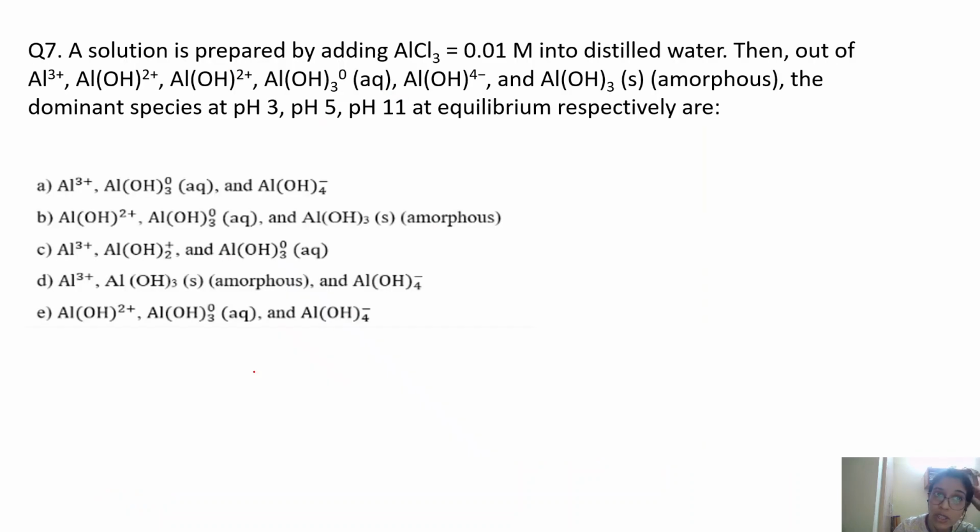The next question is, a solution is prepared by adding AlCl3 at 0.1 molar into distilled water. Then out of all these things, the dominant species at pH 3, 5 and 11 at equilibrium are. Similar question. Please try to solve this by yourself. Then we'll see the solution in a while.